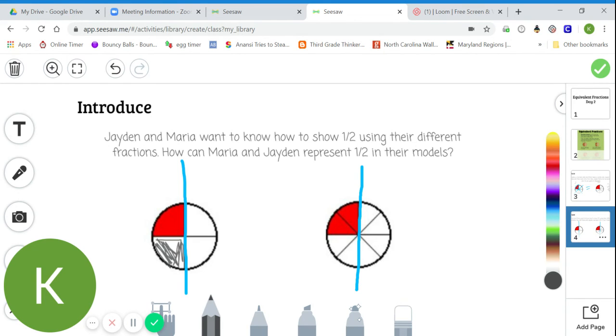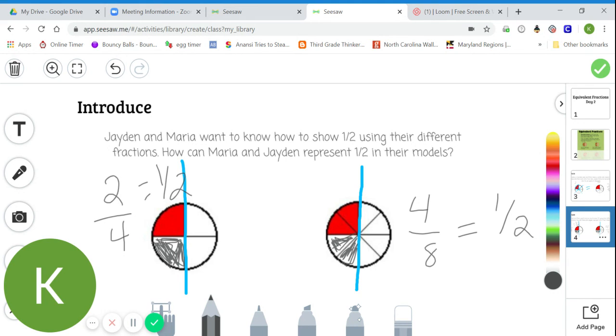In this model, I only had to shade 1/4 to get to 1/2. That means 2/4 is equal to 1/2. Now let's shade in Maria's model until she has half of her model filled in. And one more. In Maria's model, we had to shade 2 more pieces. I know this model represents eighths. So right now, I have 4/8 shaded in. That means 4/8 is equal to 1/2.